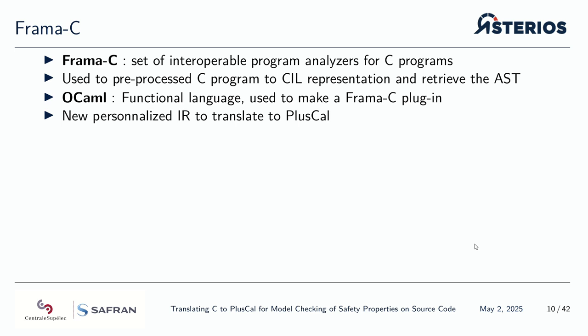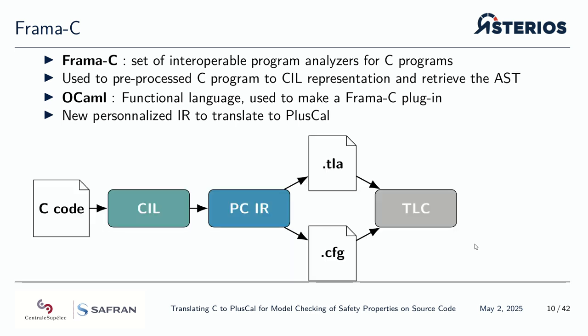We also designed a new personalized intermediate representation for the program to translate it to PlusCal. So the workflow is this one. We take the C code that we preprocessed with Frama-C to have a CIL representation. Then we use our plugin to translate the CIL representation to a PlusCal intermediate representation. This PlusCal intermediate representation is then used to generate a .tla file, which is the PlusCal specification, and a .cfg file, which is the TLC configuration. And then we can use the TLC model checker on the generated specification.